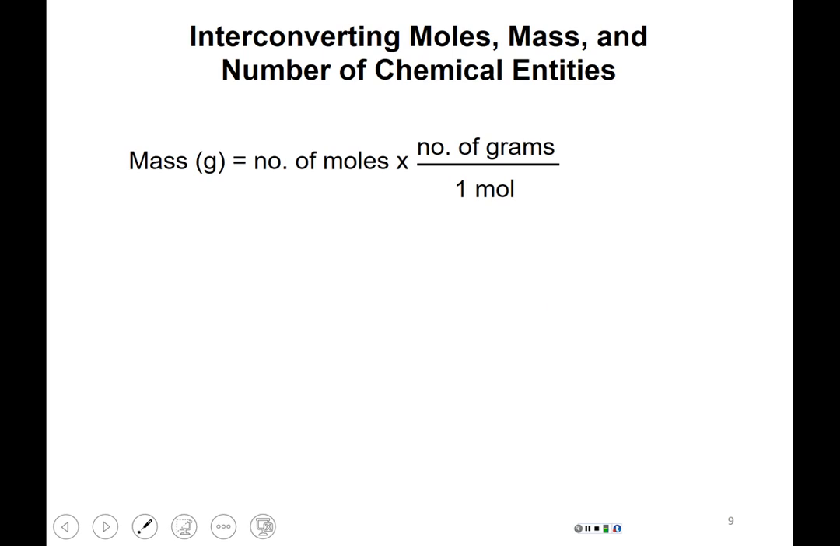So if we want to calculate a mass, we have to multiply the number of moles of a compound by the molecular or atomic weight. And so that's in units of grams per mole. So if we have moles times grams per mole, the moles will cancel and we're going to be left with grams, right? And that gives us a mass.